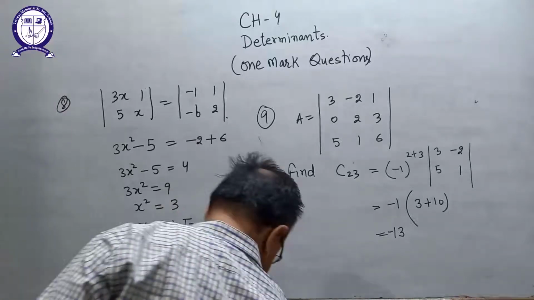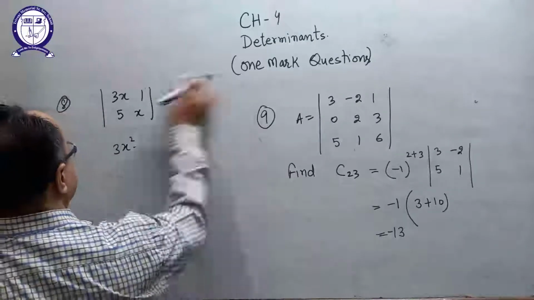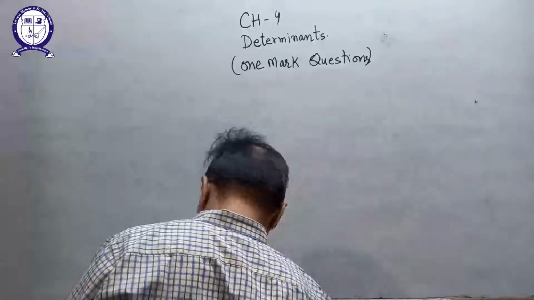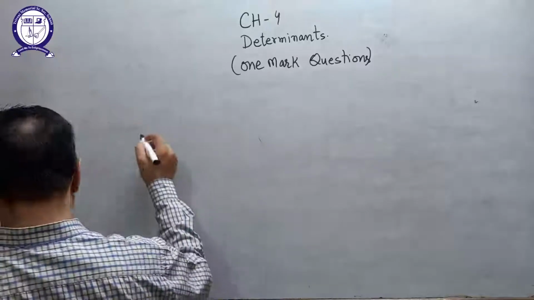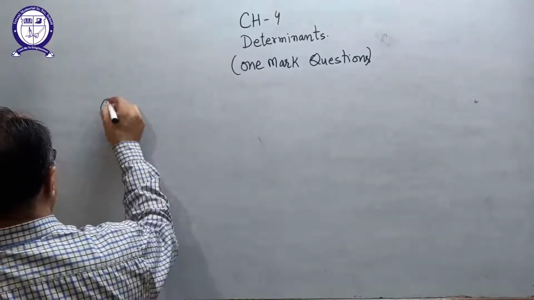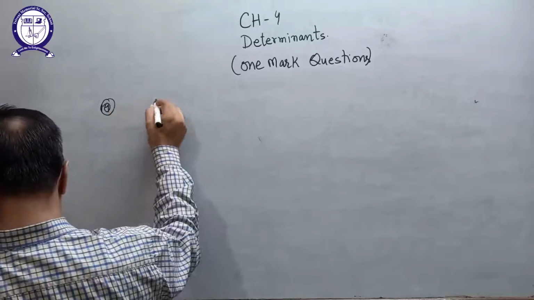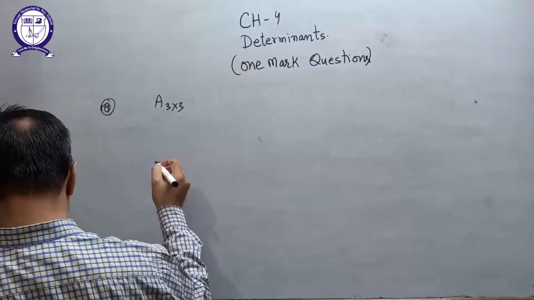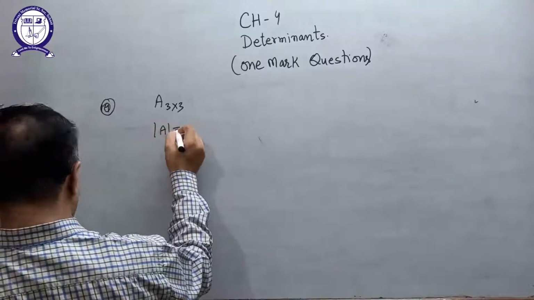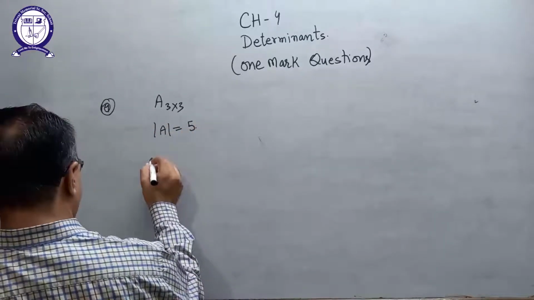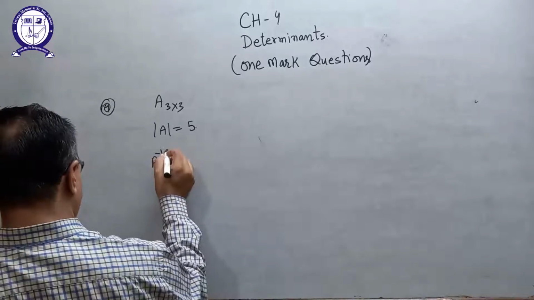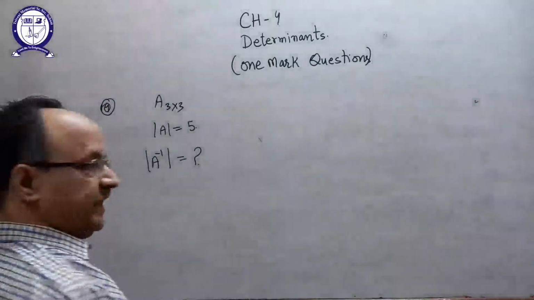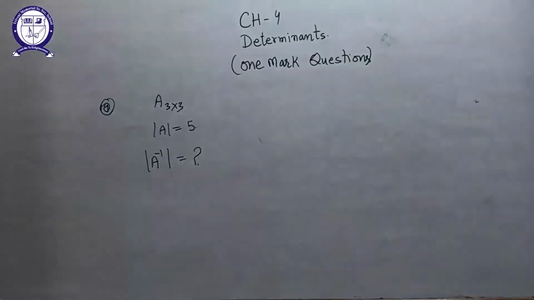Now, next question. You know that question number 10. You know that A is a matrix of order 3 cross 3 and determinant of A is equal to 5. Can you find the value of determinant of A inverse?